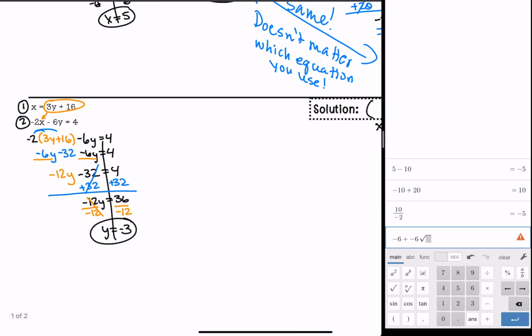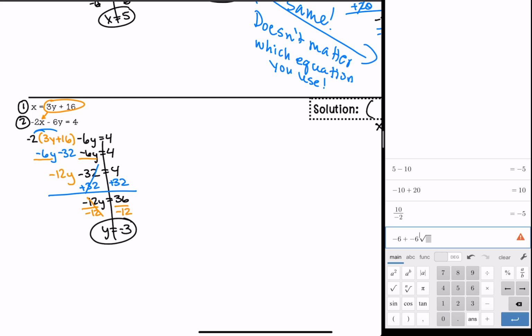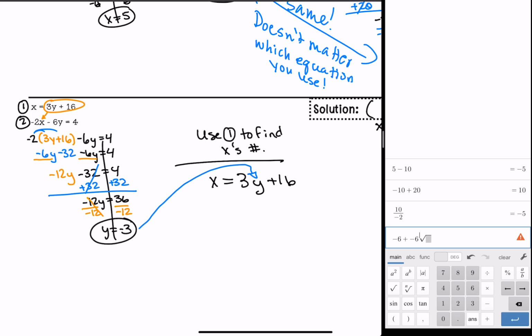Does it matter which original equation we plug into? No, it doesn't. Am I going to choose the easier of the two? Yes, I am. So I'm going to use 1 to find x's number. Okay? So number 1 was x equals 3y plus 16. Remember, y's number was negative 3. So let's place that. So we have x equals 3 times negative 3 plus 16.